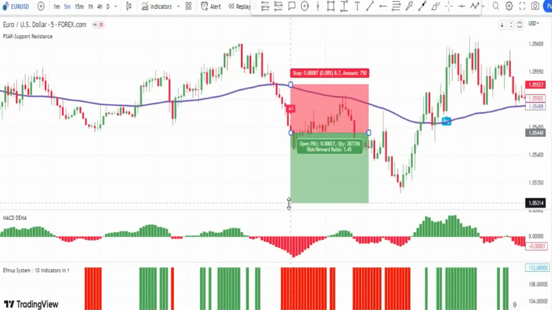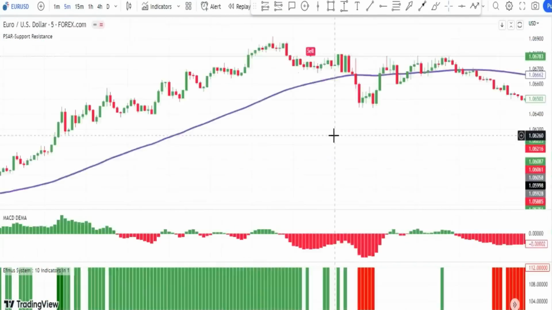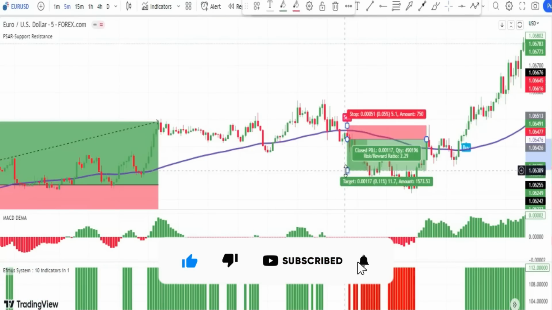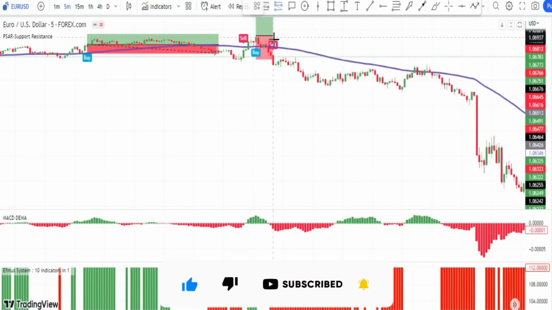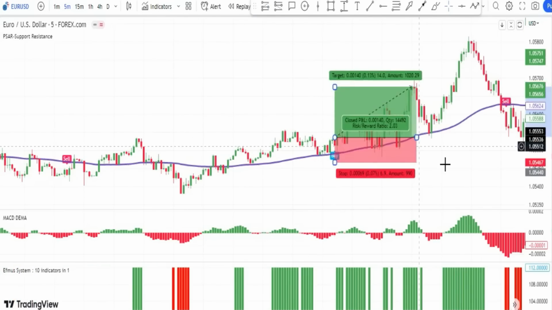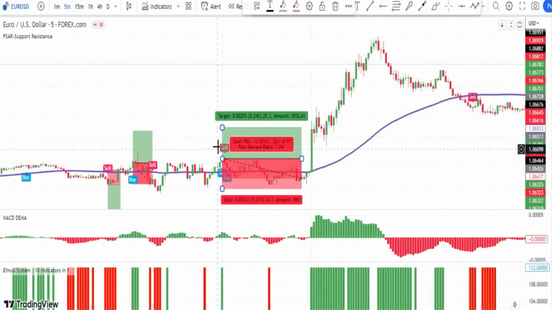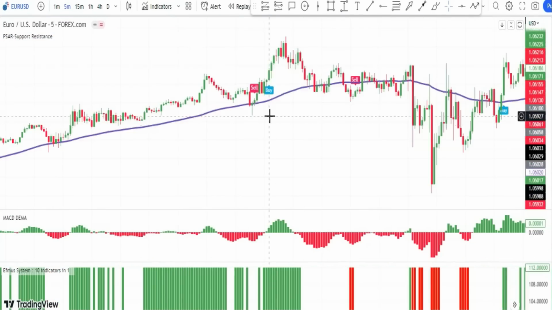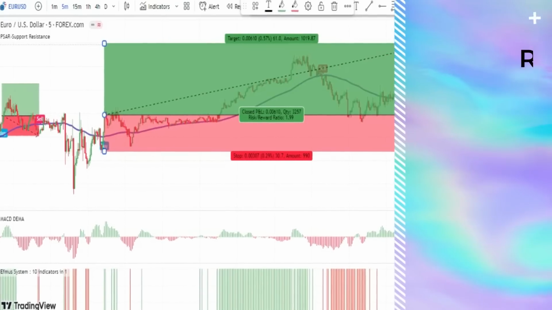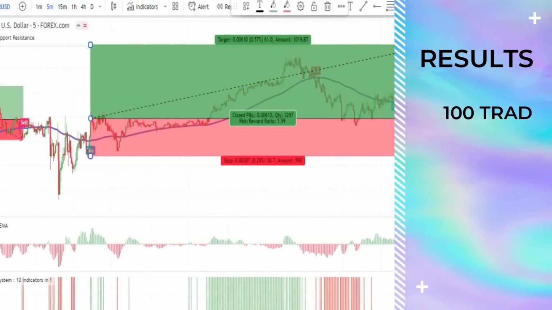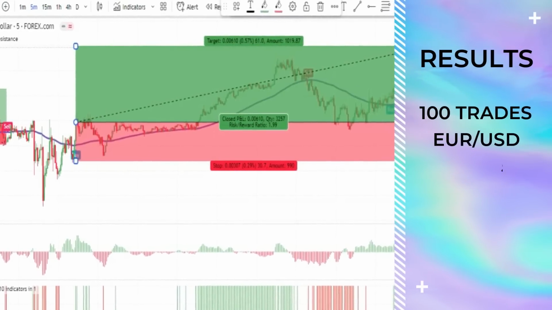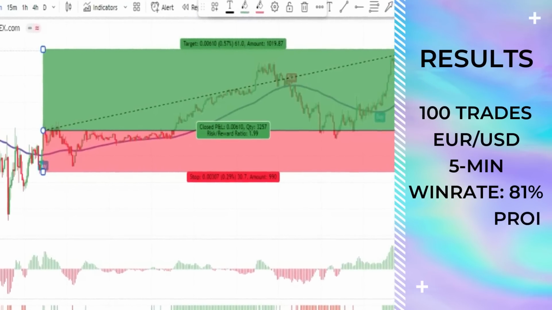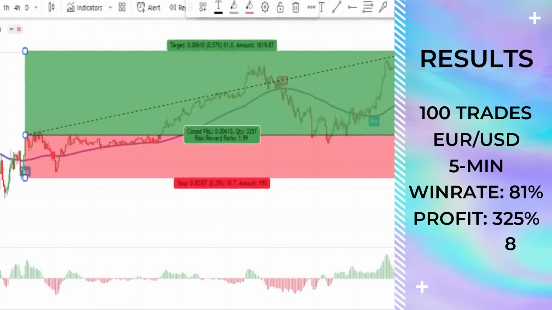Now it's time to check the trading setup in different market conditions by doing backtesting. So we conducted a backtest by executing 100 trades on the EUR/USD chart with a 5-minute time frame. The setup has a win rate of 81% and we were able to achieve a 325% profit in just 8 weeks.